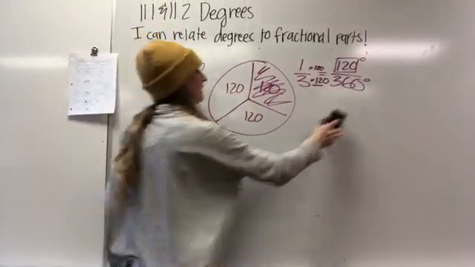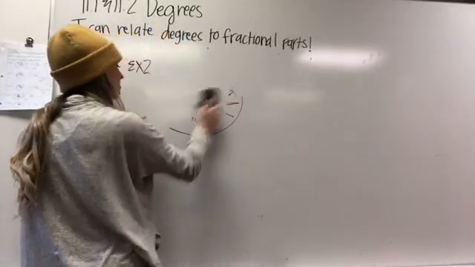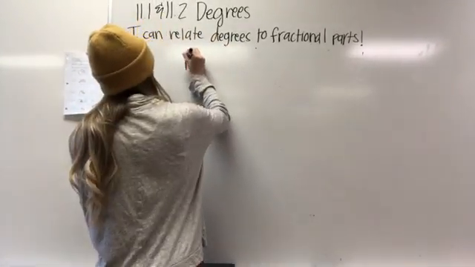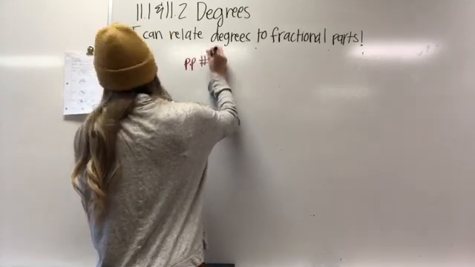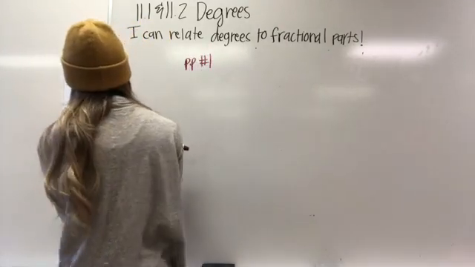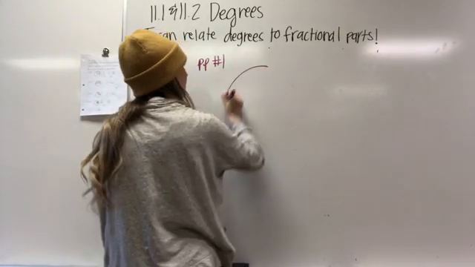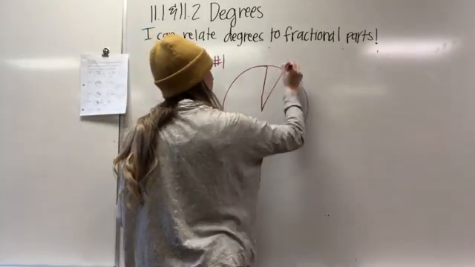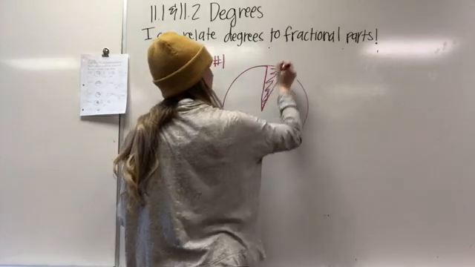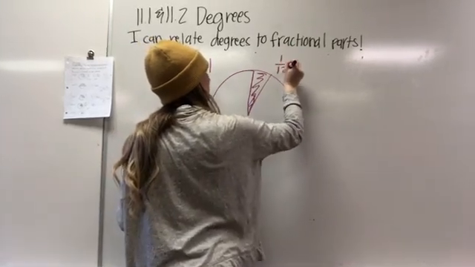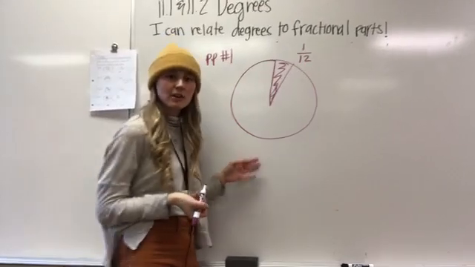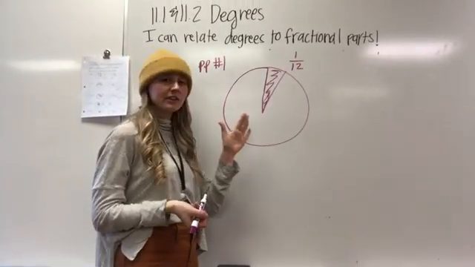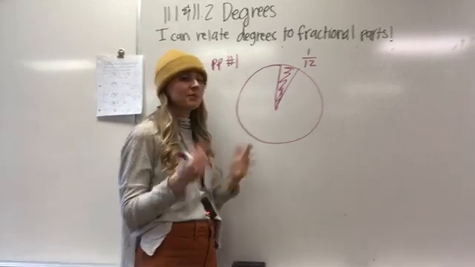All right, let's have you try one. Remember, you can always pause, go back, figure it out. Okay, here's pause problem number 1. If we have this one, and this part is filled in, so 1/12 is filled in. I want you to find 1/12 as the degrees. How many degrees of this circle is filled in? Okay? Pause it, but I'm going to keep going.